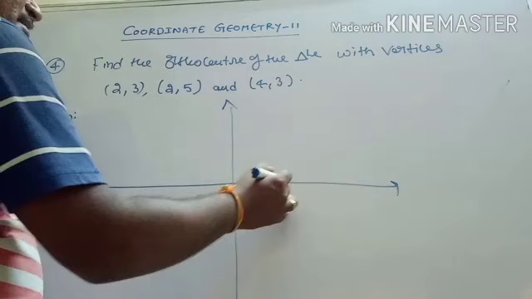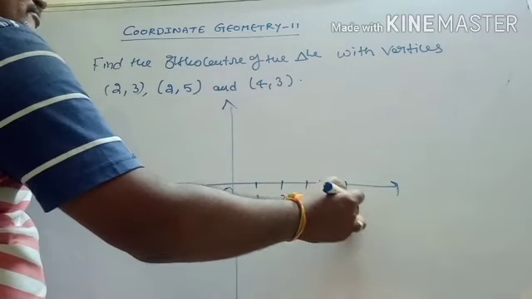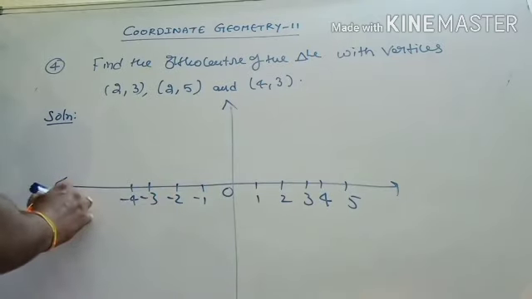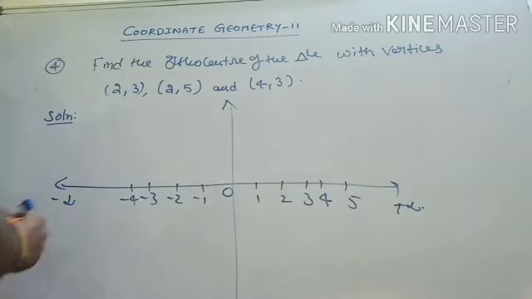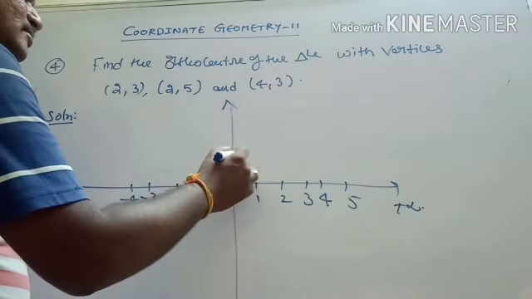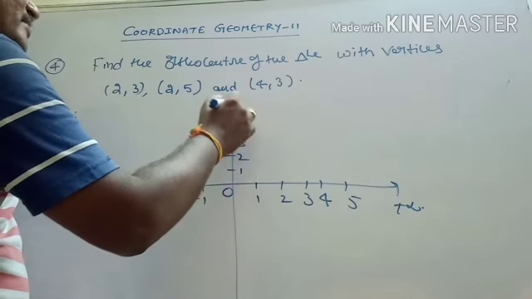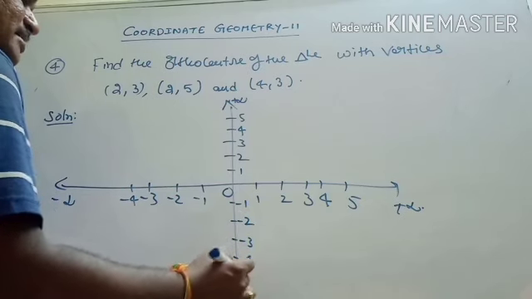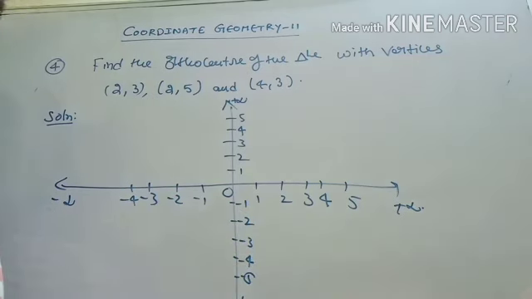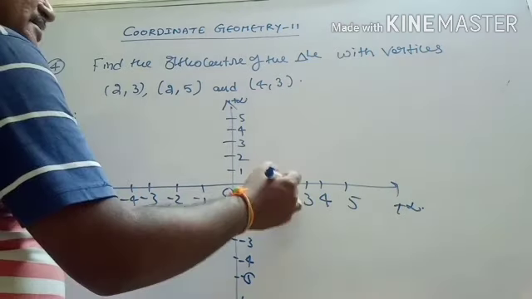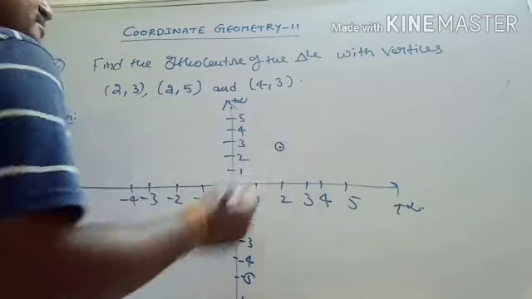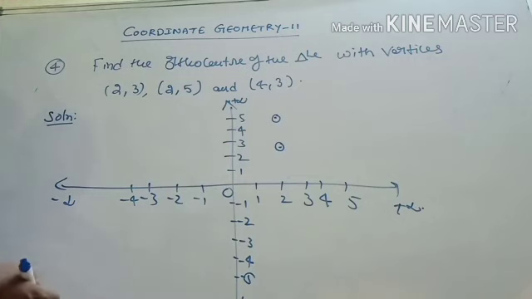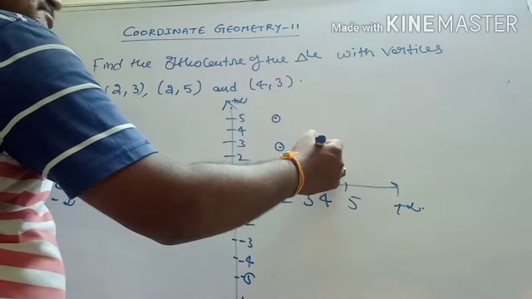Let us take, this is 1, 2, 3, 4, 5, like this, and this is minus 1, minus 2, minus 3, minus 4. This is now minus infinity to plus infinity. This is the x-axis. Now you have here 1, 2, 3, 4, 5, and so on. This is plus infinity. This is now minus 1, minus 2, minus 3, minus 4, minus 5, and so on. This is minus infinity. 2 comma 3, see, this is the point you have got, 2 comma 3, right? And 2 comma 5 is here, and 4 comma 3 is this point, right?